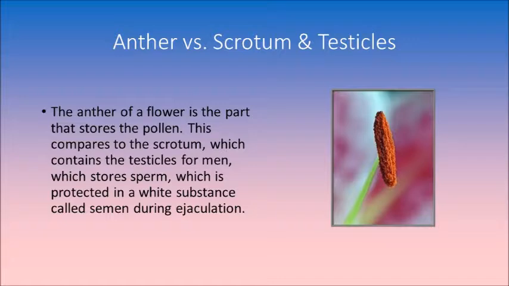Anther versus scrotum and testicles. The anther of a flower is the part that stores the pollen. This compares to the scrotum, which contains the testicles for men, which store sperm, which is protected in a white substance called semen during ejaculation.